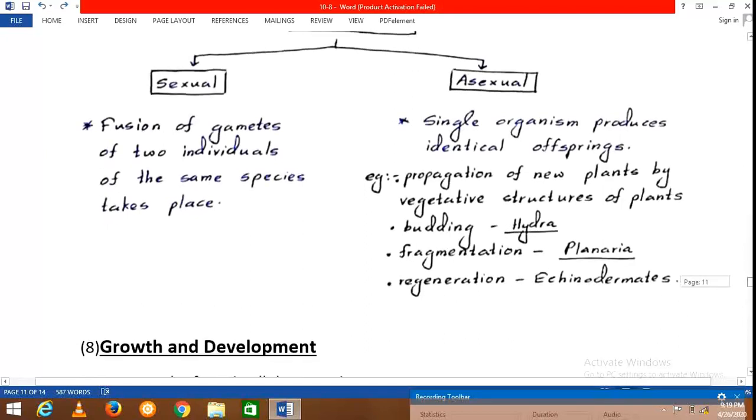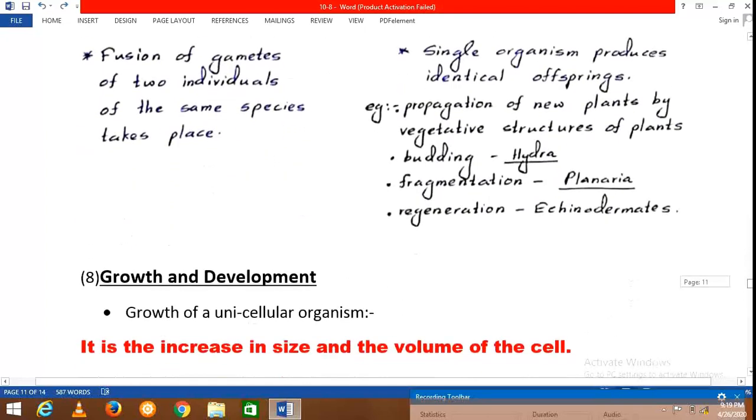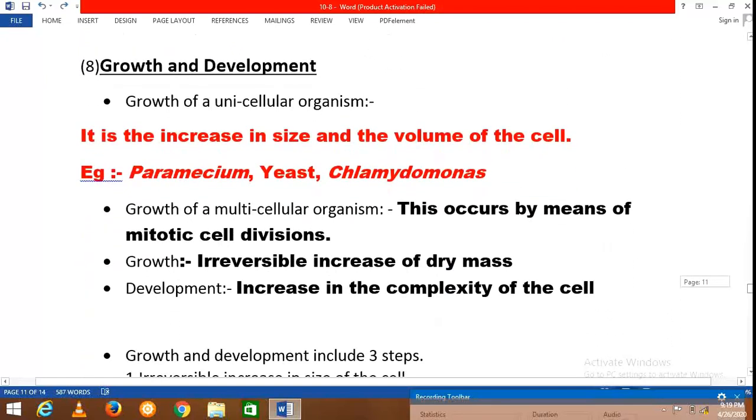That is about reproduction. I am not going to explain it further because there is a separate lesson for this reproduction process. Then the last characteristic is growth and development. So what is this growth actually?